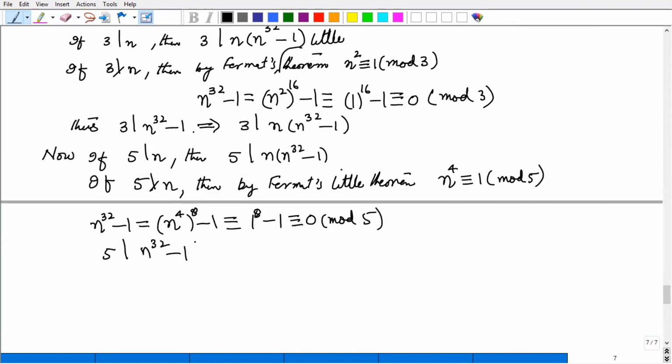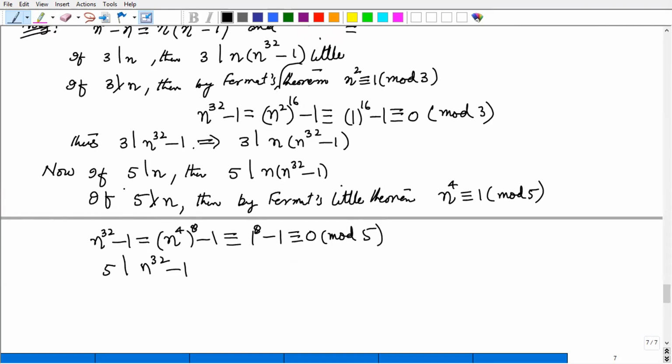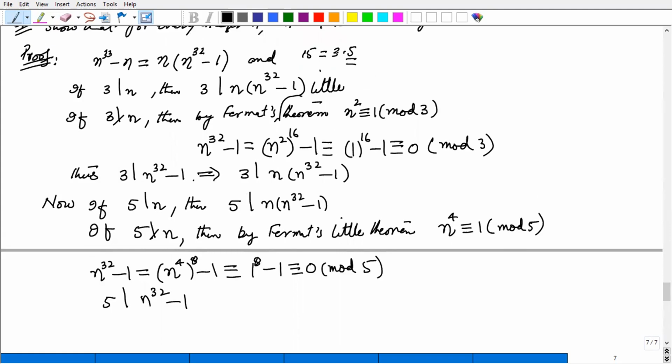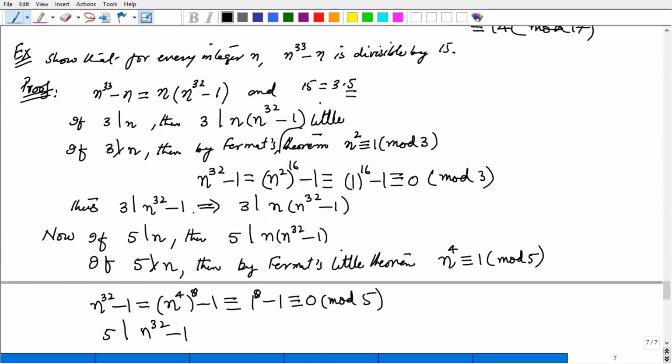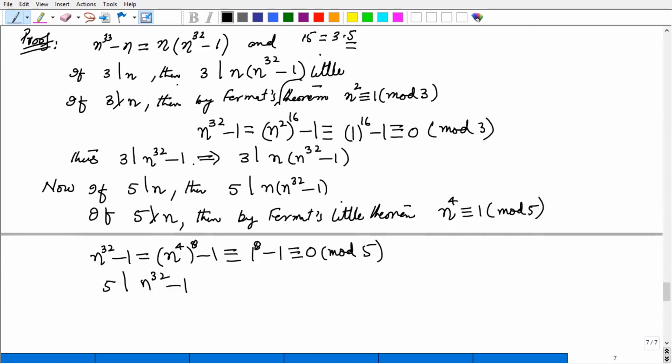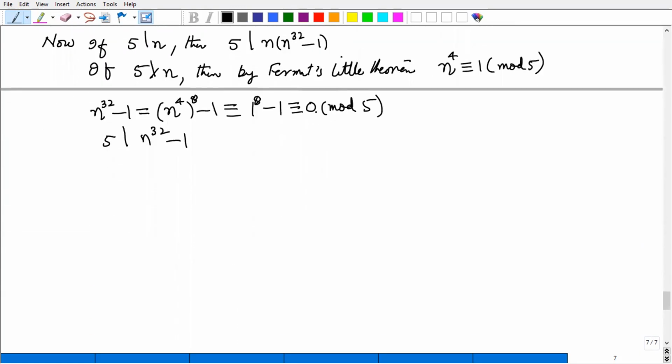So it means either 3 divides n or n to the power 32 minus 1, and 5 either divides n or n to the power 32 minus 1. It means in both the cases, the product of 3 and 5, which is 15, divides n times n to the power 32 minus 1, or n to the power 33 minus n. So thus 15 divides n to the power 33 minus n. That's it.